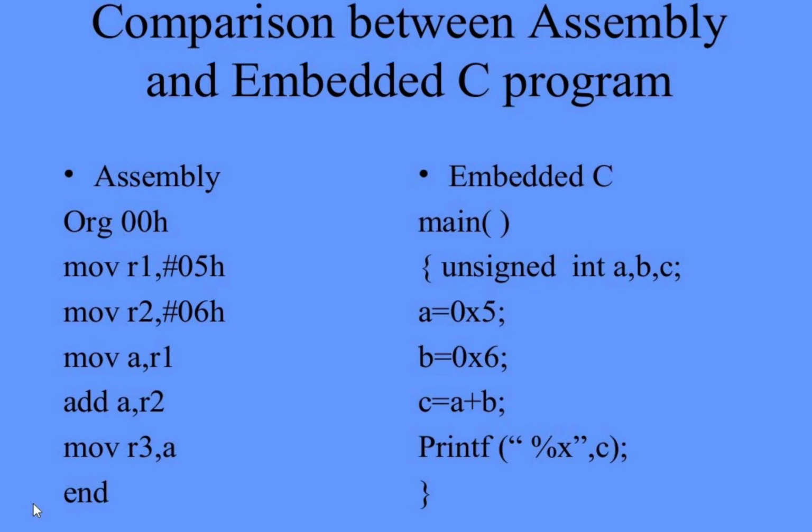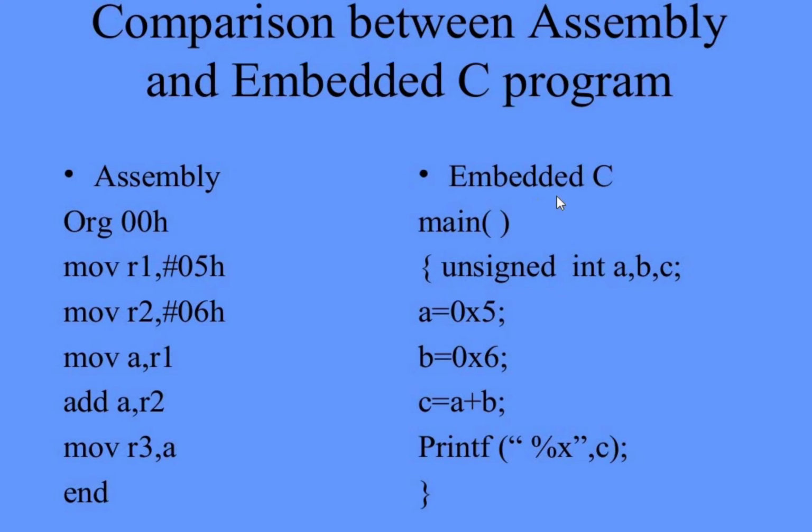Comparison between assembly and embedded C program. Here is the assembly program, and here I have written the embedded C program. First we will discuss ORG 00H. What is the meaning of ORG 00H? ORG means origin and 00H means the memory location. It is a directive, and the program starts from the first memory location which is mentioned along with the ORG.